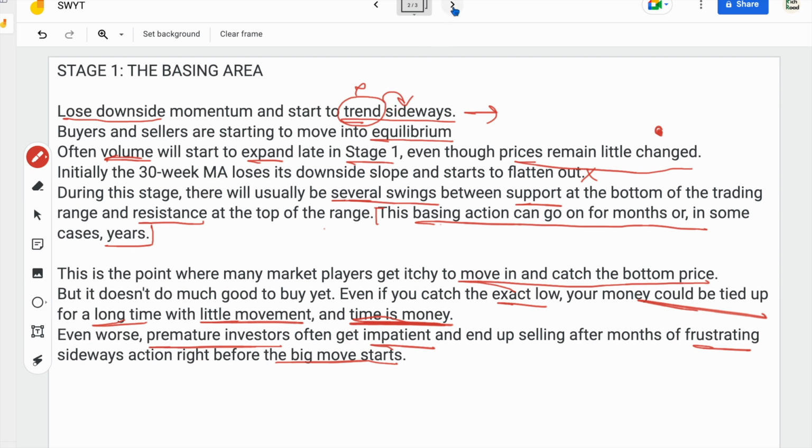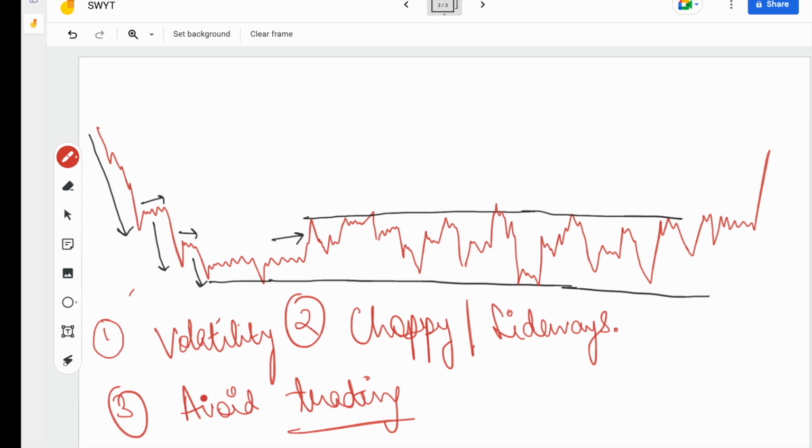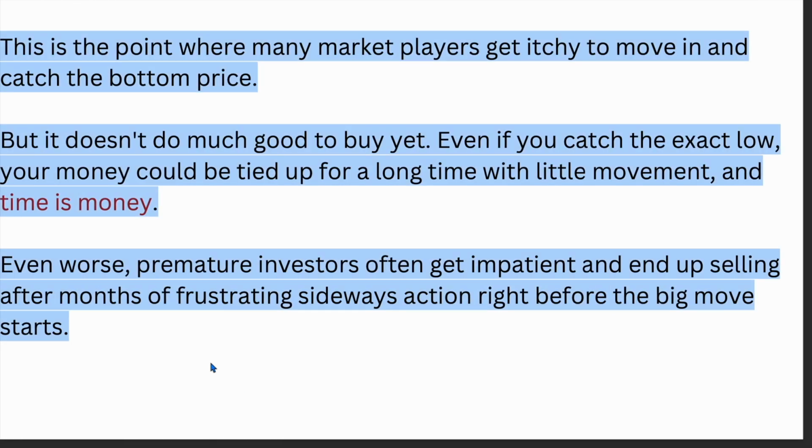But from the stage 1 basing area, what you have to take away is these 3 points, nothing else. Don't even remember stage 1 and basing. But ye cheeze aap yahan pe yaad rakhna. And the third point is a secret here, which is not in the book. Right? So I hope you take away this.